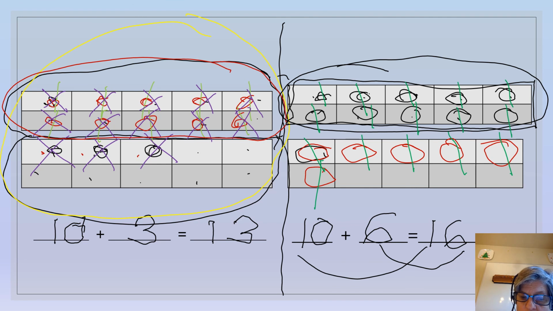I can also do it a different way. Now, I know that I had 10 in this frame, didn't I? So, let's see what's more than 10. What comes after 10? Let's put a blue dot on it. 11, 12, 13, 14, 15, and 16. So 10 plus 6 is 16.